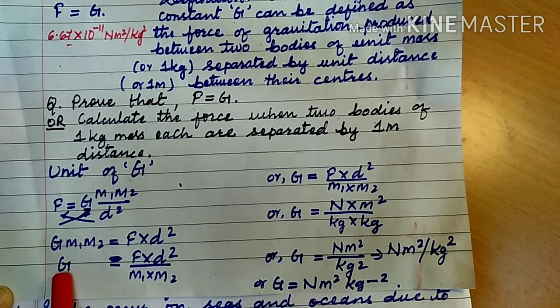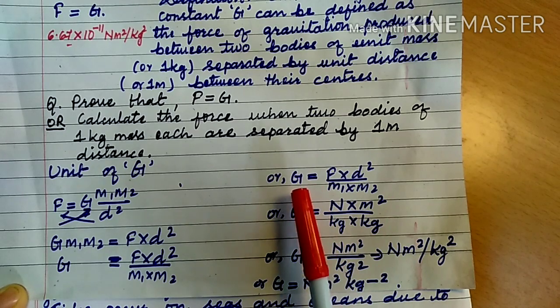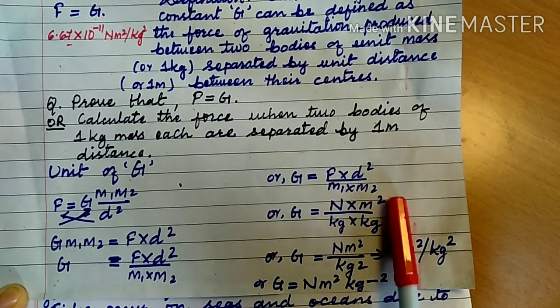G is kept over here on the left-hand side, and F into d square divided by m1 and m2 goes to the denominator because it is multiplied with G, and when it goes across the equal to sign it becomes division. So G equals F into d square divided by m1 into m2.